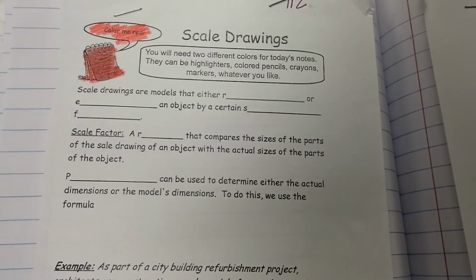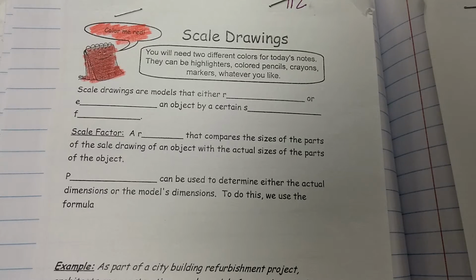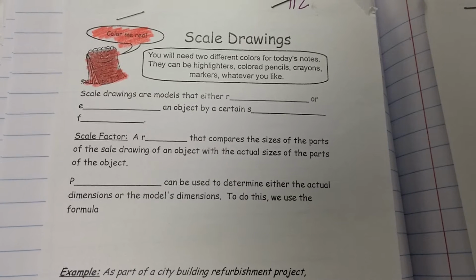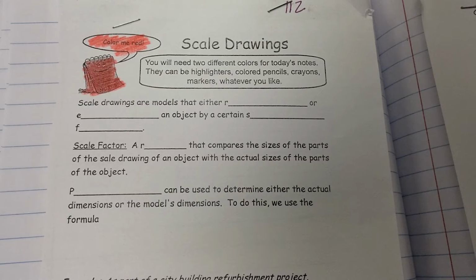So for today's notes, you're going to need two different colors. They can be highlighters, colored pencils, crayons, markers, or whatever you like. So at this point, if you don't have two colors available, you're going to need to pause this video and find some different colors. We're going to do some color coding.